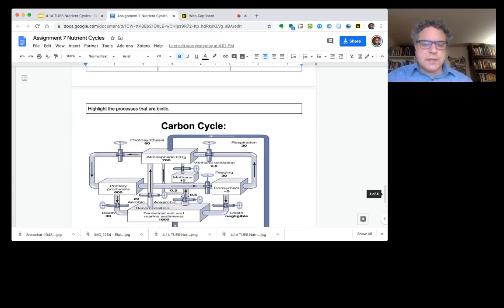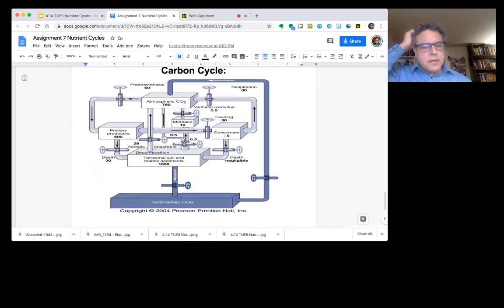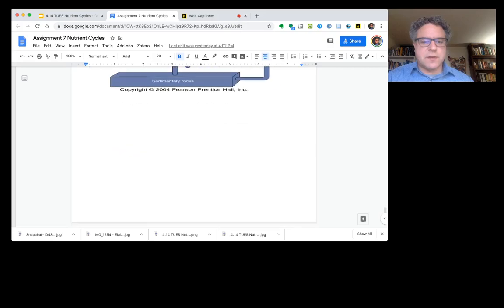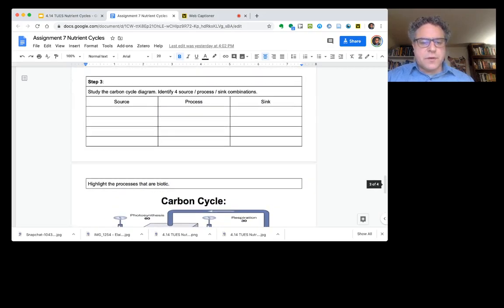And then here's the carbon cycle diagram. This one is interesting because it has the valves, so it kind of gives that idea that there can be changing rates of movement depending on different variables. But this is the carbon cycle. So I tried to make it straightforward.